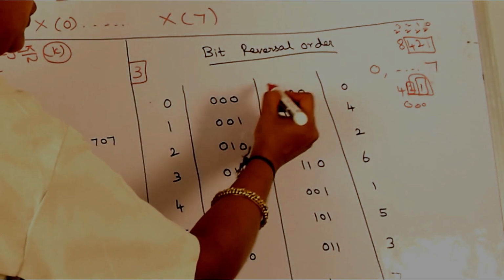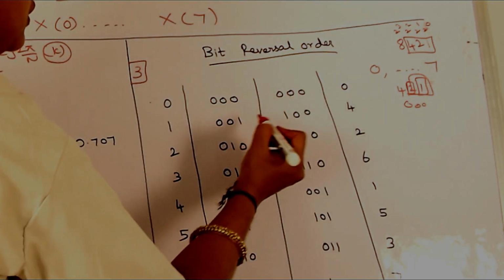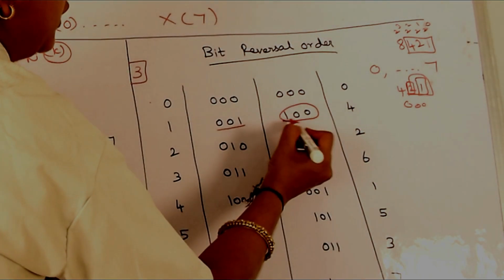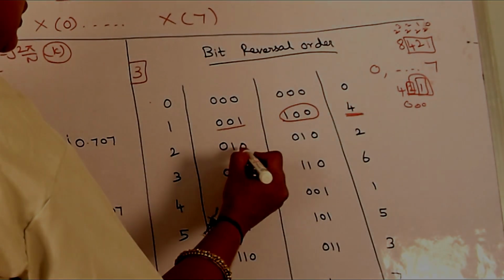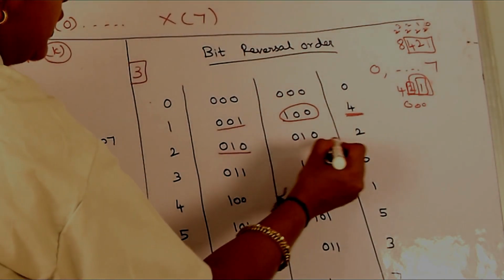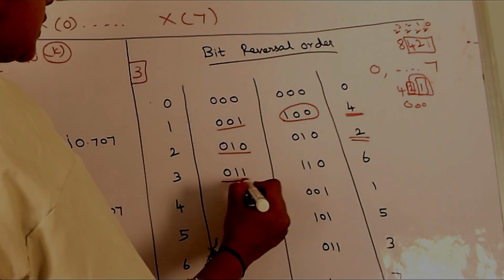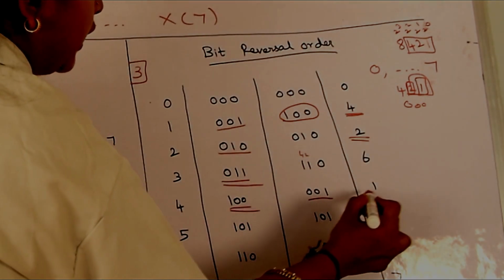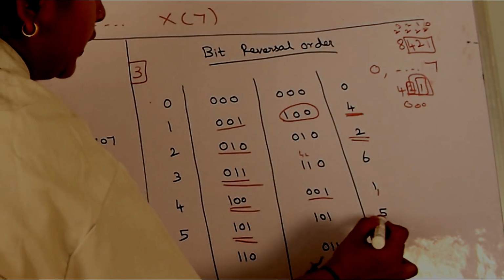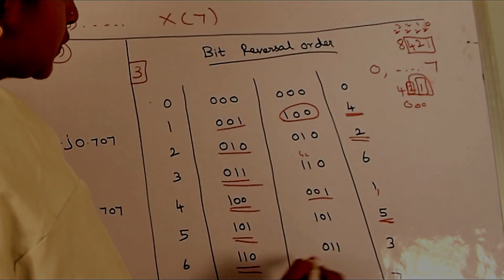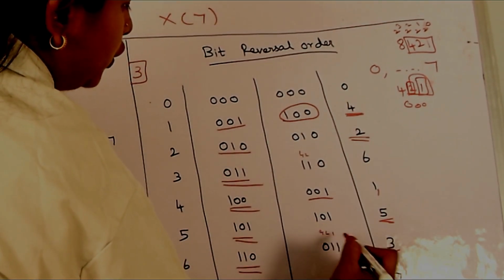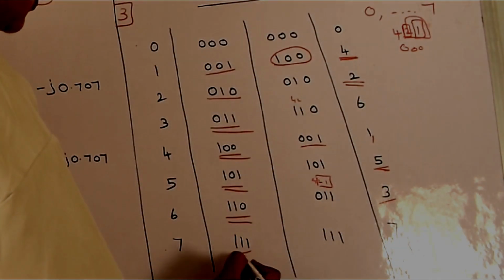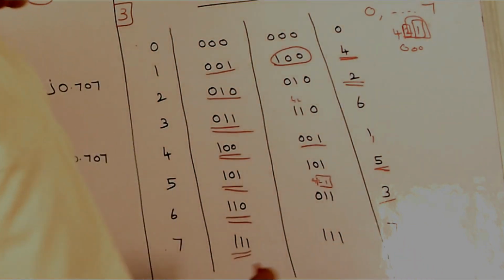When you reverse 0 0 0, you get 0 0 0. When you reverse 0 0 1, you will get 1 0 0, which is nothing but the value 4. When you reverse this one you will get the same value. When you reverse this one you will get 4 plus 2, which is 6. When you reverse this one you will get 1. When you reverse this one you will get the same value. When you reverse this one you will get 4, 2, 1, so 2 plus 1 is 3. So your answer is 3. When you reverse this one you will get the same answer.